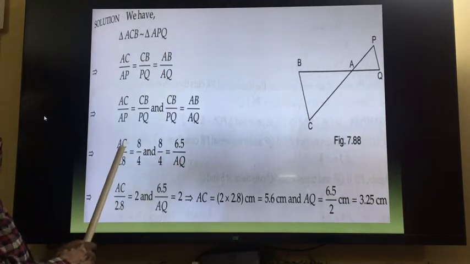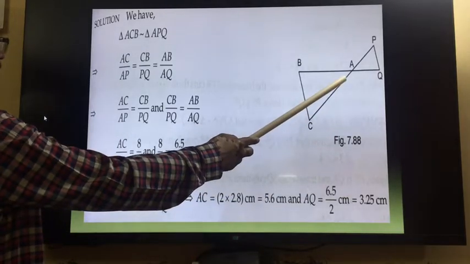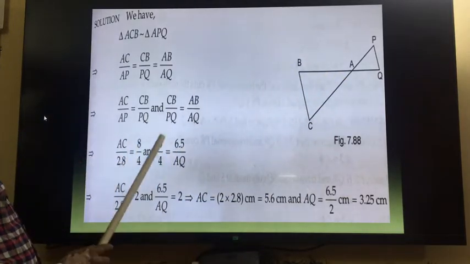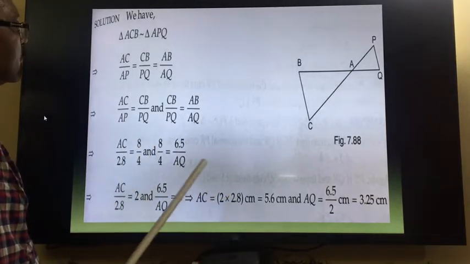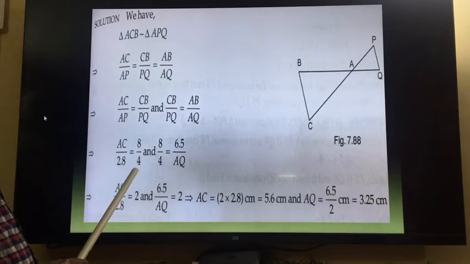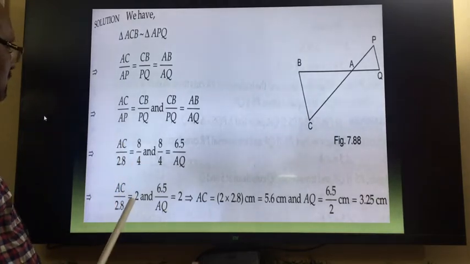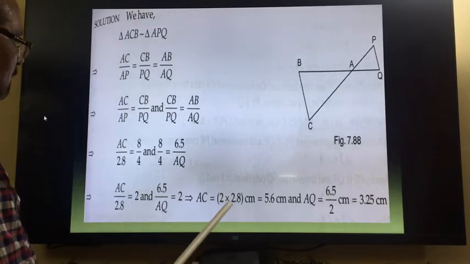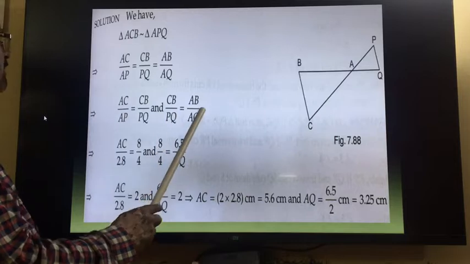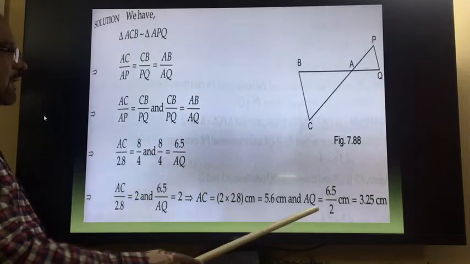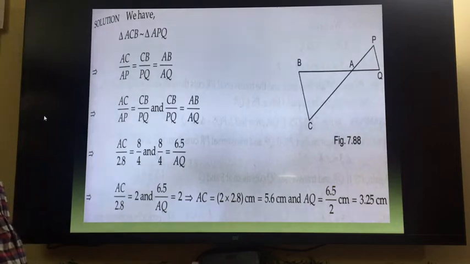Now AC upon AP, the values are given in the question: 2.8, is equal to CB, it is given 8, and PQ is equal to 4, it is given in the question. So after doing the cross multiplication, we can find out AC is equal to 2 into 2.8, that is 5.6 centimeter, and from this, by putting the values, we will get AQ is equal to 6.5 by 2, that is 3.25.